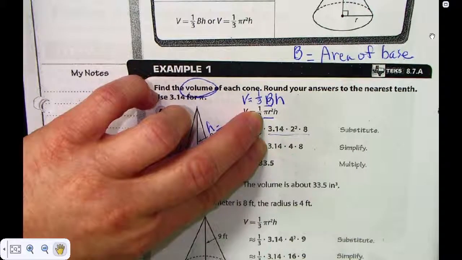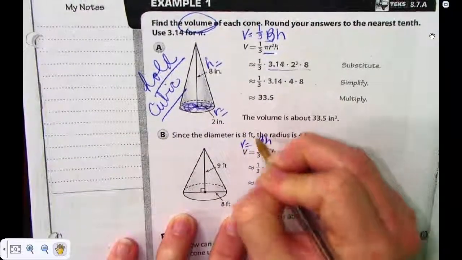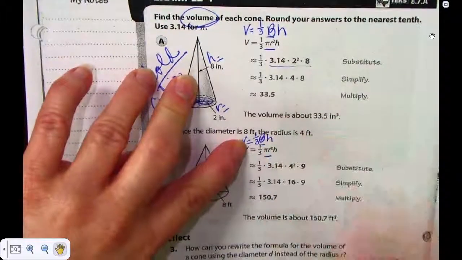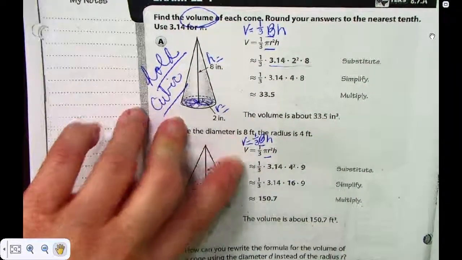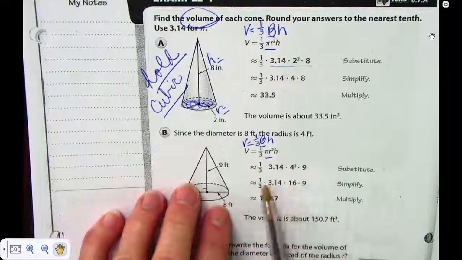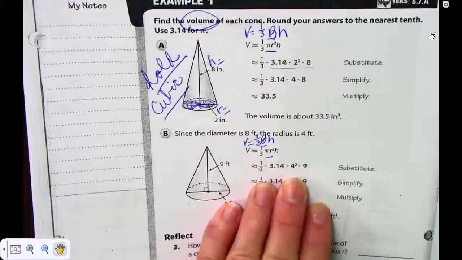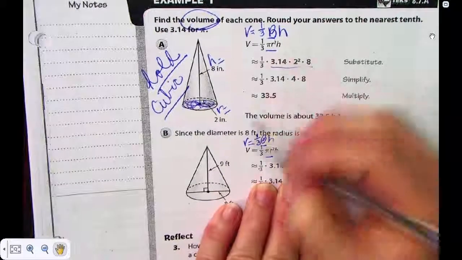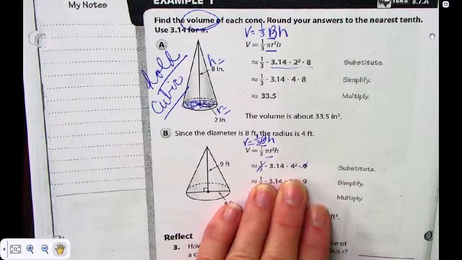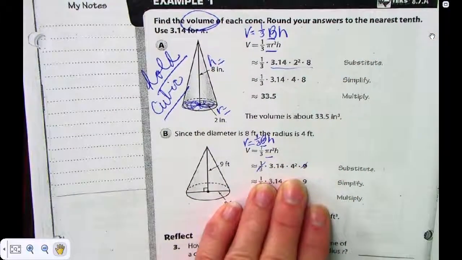Okay? But look at B. Come right in this. 1/3 area of the base times the height. And the circle is the circle, okay? Look at this right here. We're going to skip that step. But look right here. Who knows what 1/3 of 9 is? 3. So really, 1/3 of 9 is 3. So just go 3 times 3.14 times 16.